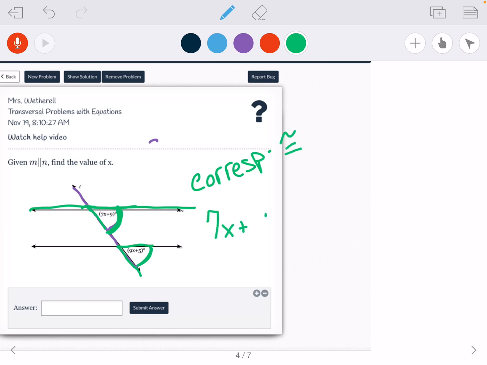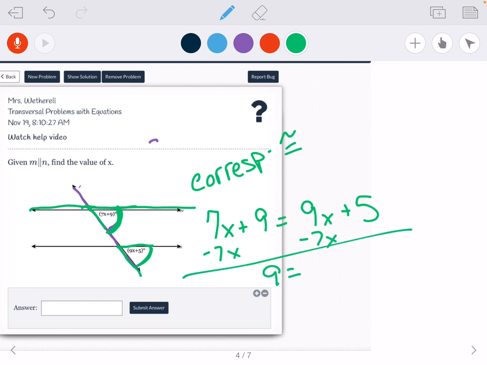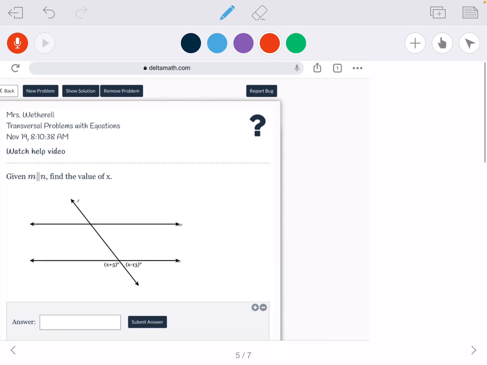So I'm going to set this problem up for you. It's up to you to solve. Okay? Remember, you want to get your x's on one side. I'll let you finish this equation. So you are finishing 9 equals 2x plus 5 and finding the value of x. Okay, next problem that you have.